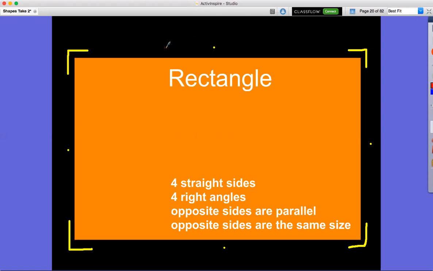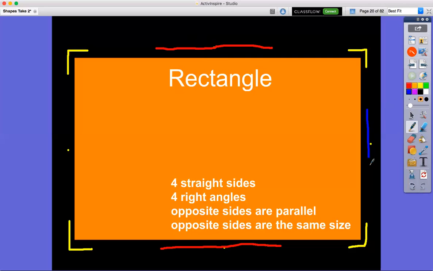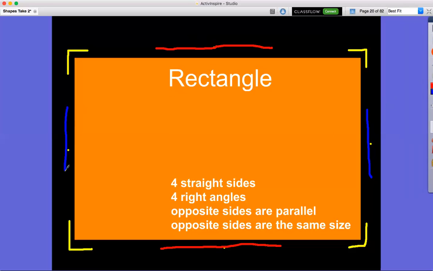We have opposite sides that are the same size. So we're going to say these two sides are the red team. The red team have long sides, okay? They are opposite from each other, meaning they are across from each other on our shape. So the red sides are long, the blue team are short sides. So we have two short sides opposite from each other, across from each other. We have four straight sides, but they are different lengths, okay?